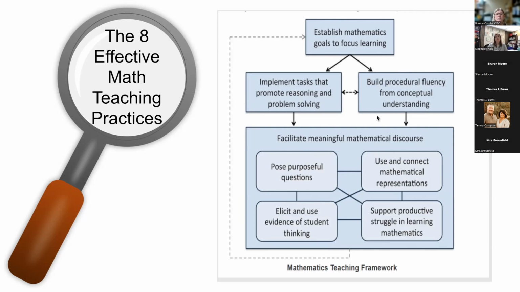And then our next thing that we're going to do is determine how to implement a task that promotes reasoning and problem solving, and also is going to build that procedural fluency from a conceptual understanding. Again, they're building the procedural from conceptual, which means I've got to bring out those counters, those unifix cubes, those manipulatives that are going to help them. Cuisenaire rods are great. All of those things need to be used to help that student to build onto that.